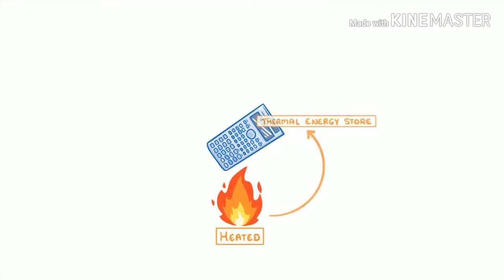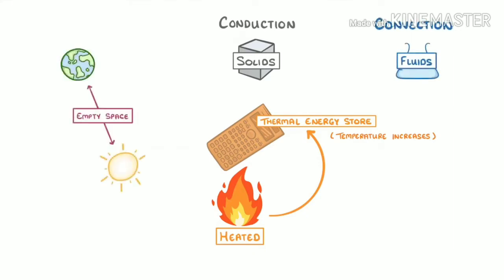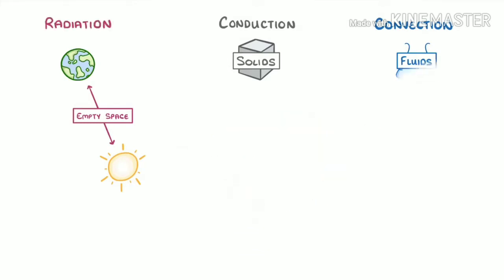Whenever an object is heated, energy is transferred to its thermal energy store as its temperature increases. The process of heating can take place in three different ways, depending on the medium involved. To solids, heat is transferred by conduction. To fluids, by convection. And to get through empty space, heat is transferred by radiation. Now let's start with conduction.